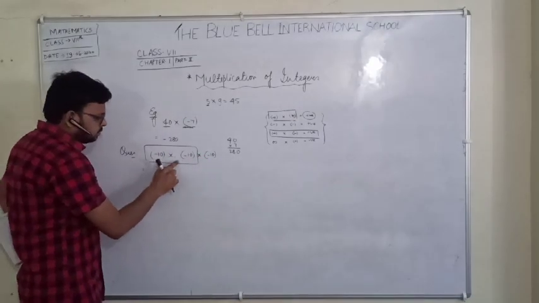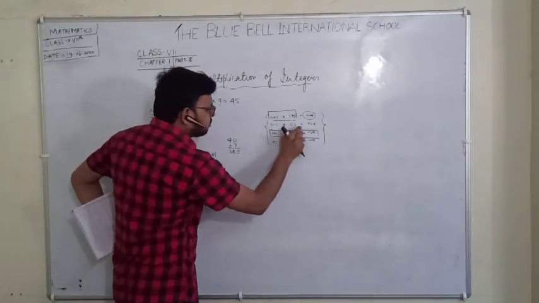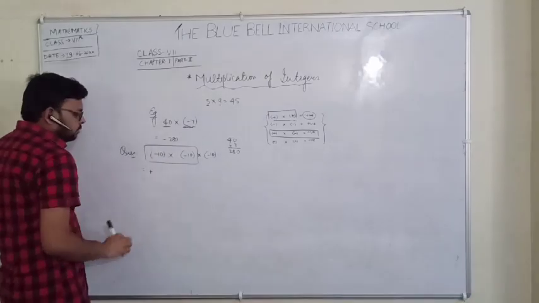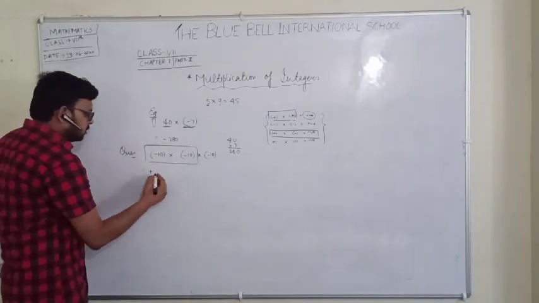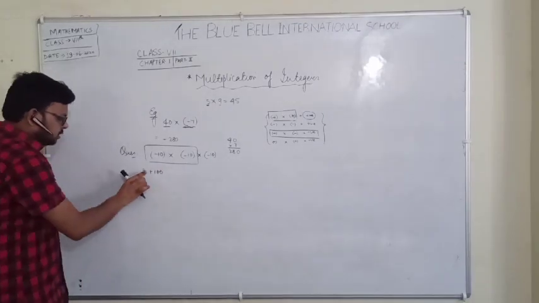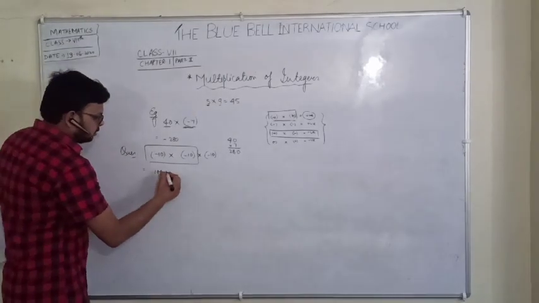The first number is negative, the second number is also negative. Negative into negative is positive. And what is the value of 10 into 10? 100. And we don't write the plus sign, it is understood that it is positive.